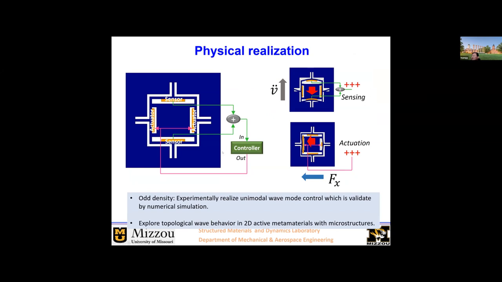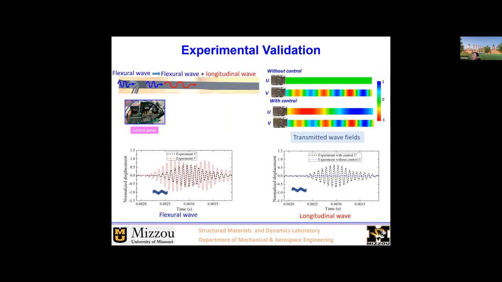So this is our design. Because of time, I will not talk too much about it. This is showing experimental results that demonstrate this kind of odd density behavior. If you send a bending wave, then you will measure the transmission and generate a bending wave plus a longitudinal wave. But if you send a longitudinal wave, there is no wave mode conversion.